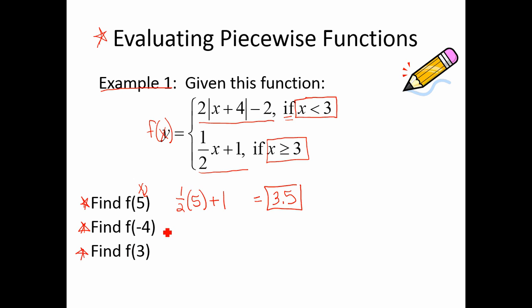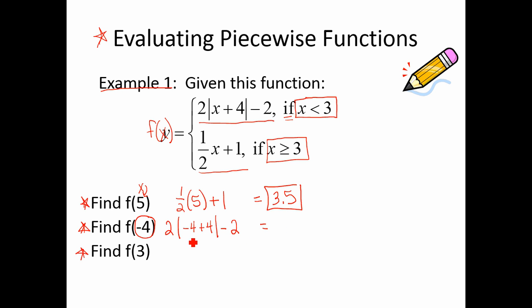Now what about -4? If I were going to plug in a -4 for an x value, which one would that fall into, the top line or the bottom one? Well, the top function part here says if x is less than 3, I'm going to plug it in there. And -4 is less than 3. So I'll just plug it into the top part. So I'll have 2 times the absolute value of -4 plus 4, close the absolute value here, and then minus 2.